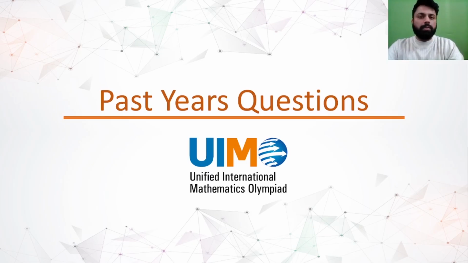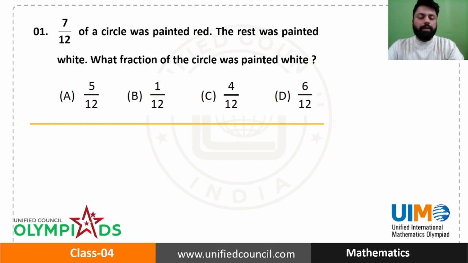Today we are going to solve the past year questions of UIMO, that is the Unified International Mathematics Olympiad. Here is the first question that we are going to solve, that says 7 by 12 of a circle was painted red. The rest was painted white. What fraction of circle was painted white?